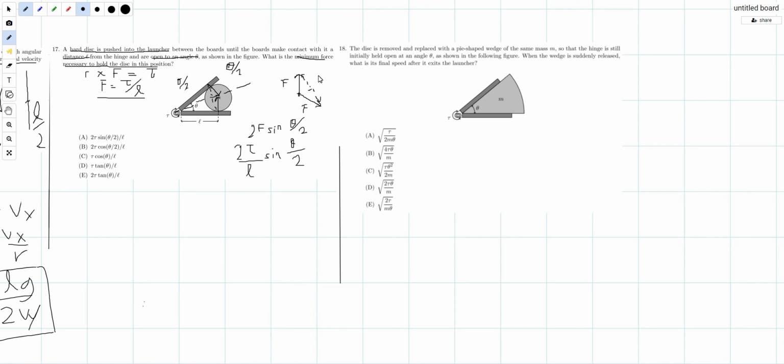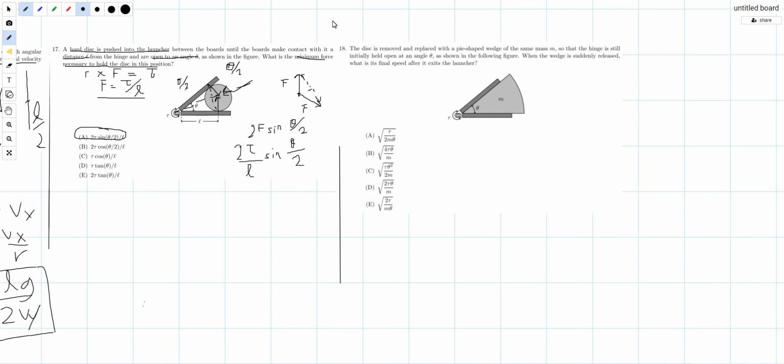So if this is the net force exerted outwards, like the net force that results from these two boards, in order to hold the disc back in position, we just need a force of equal magnitude pushing back on it as such. And in order to cancel out this value, we need to have the exact same magnitude of this. So this just tells us that our answer is the same value. It's just 2 tau sine theta by 2 by L, or answer choice A.